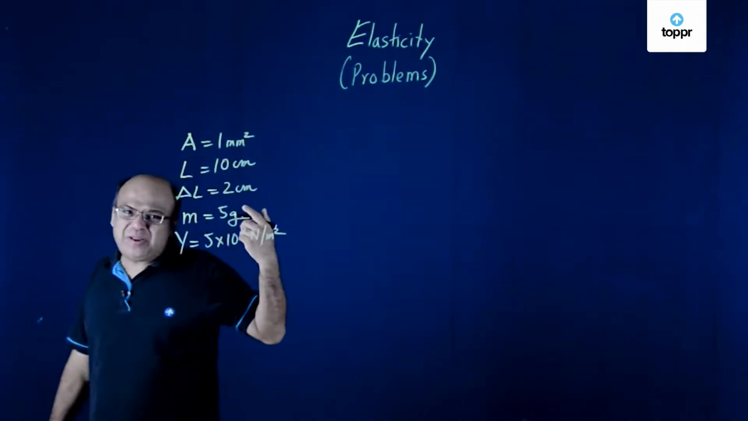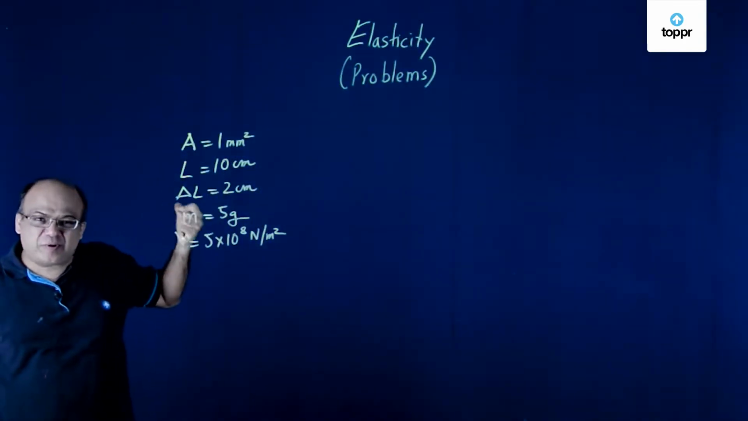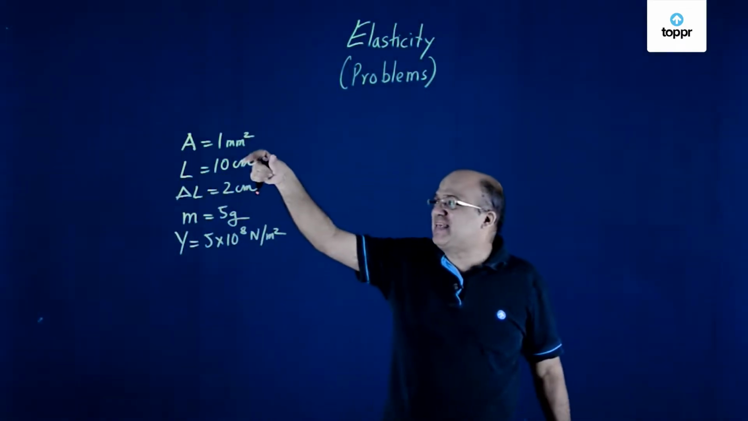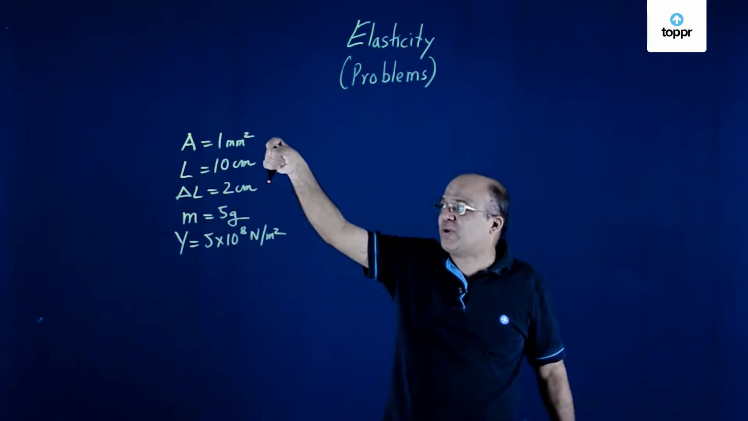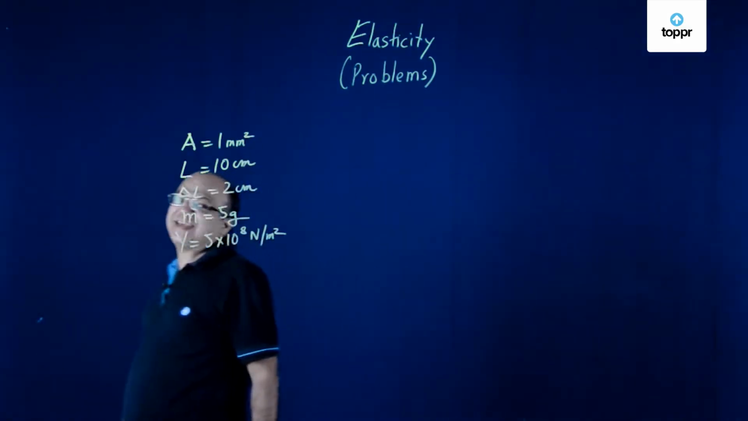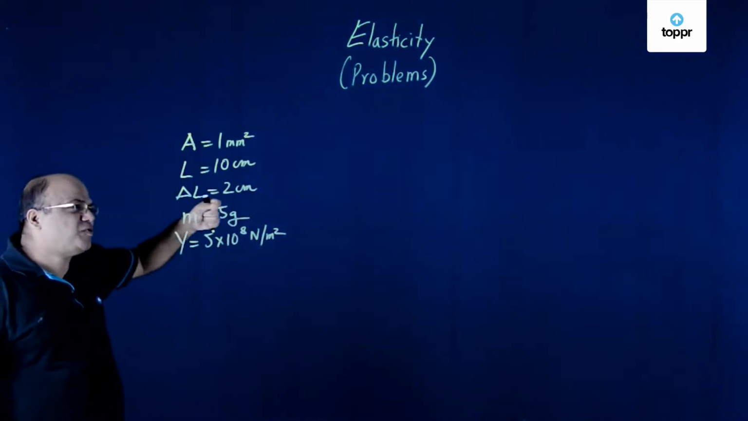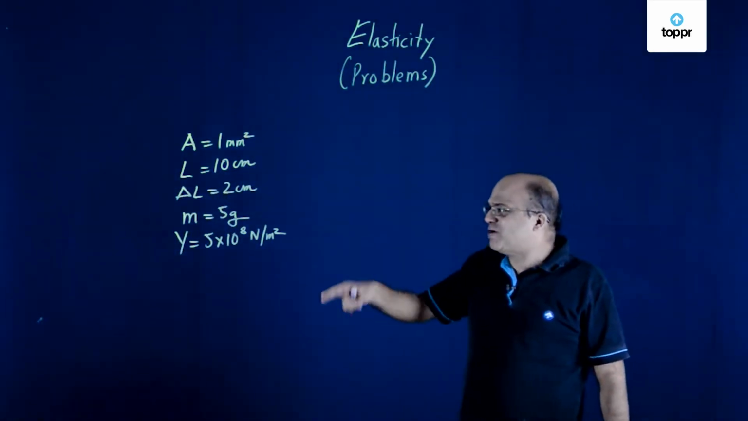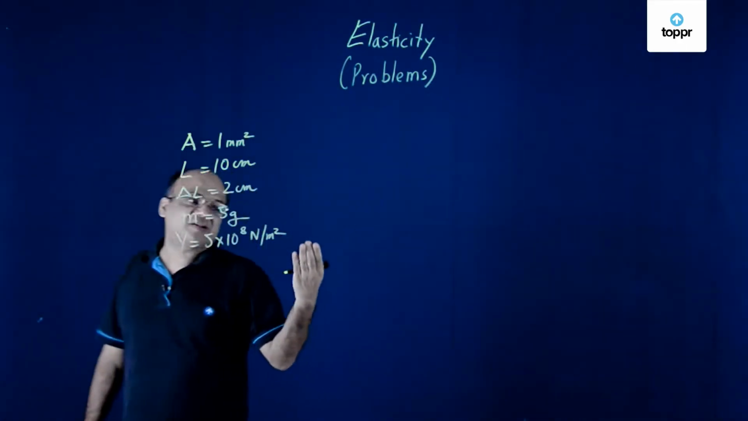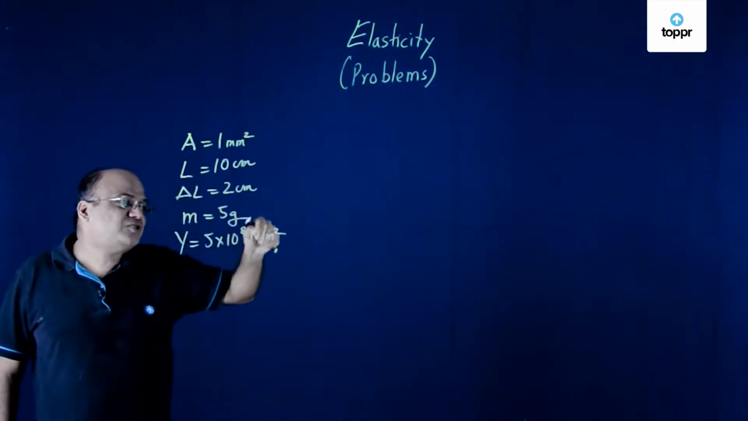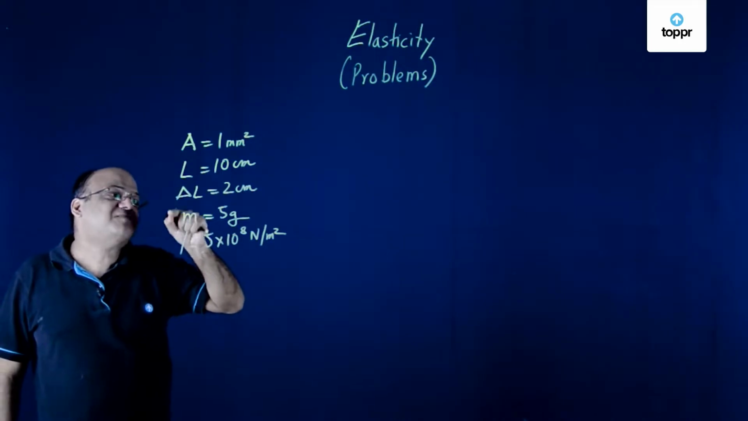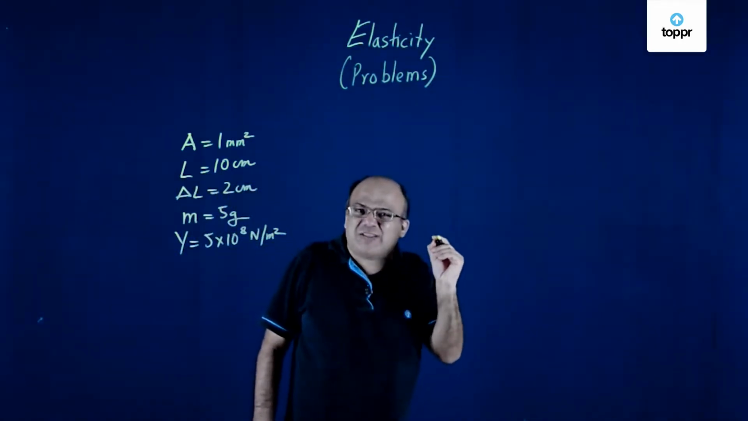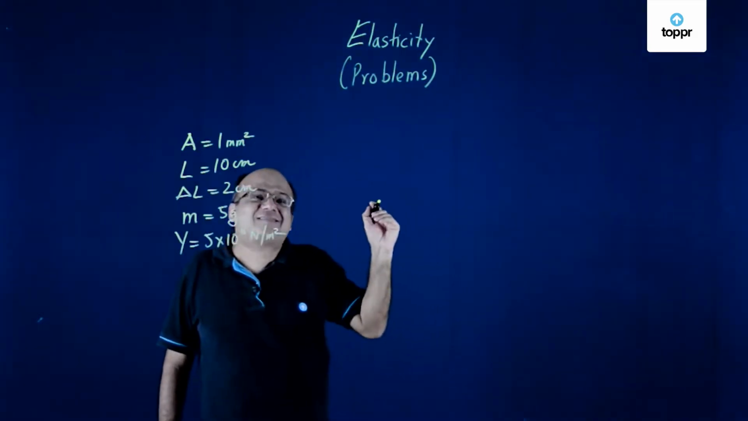Now let us look at a problem where the energy stored in a rubber band is used to project a missile. So area of cross section is given as 1 mm square. The length of the rubber band is 10 centimeter. It is pulled by 2 centimeters, so delta L is 2 centimeter. Young's modulus is 5 into 10 to the power 8 Newton per meter square. And this energy that is stored is used to project a missile of mass 5 grams. Right? So whatever energy is stored in the rubber band goes to the missile as kinetic energy.